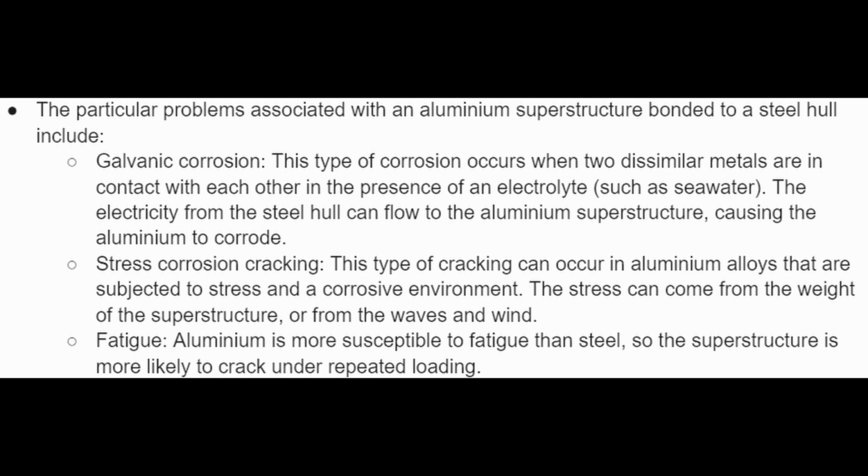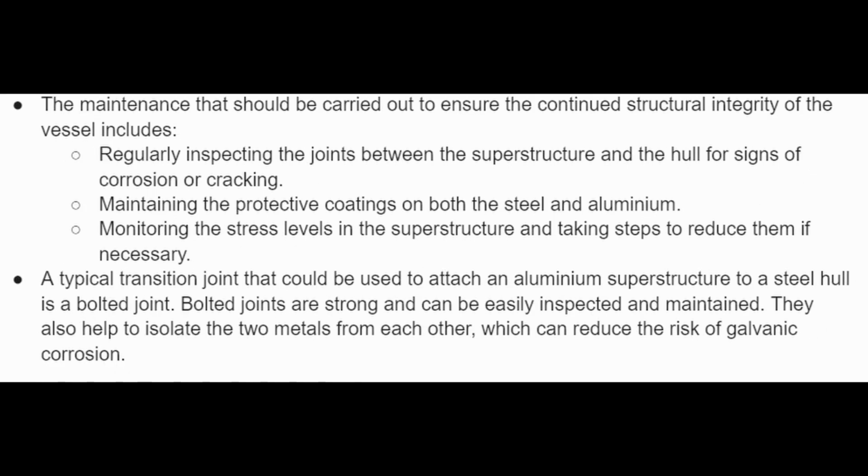corrode. Stress corrosion cracking. This type of cracking can occur in aluminium alloys that are subjected to stress and a corrosive environment. The stress can come from the weight of the superstructure or from the waves and wind. Fatigue. Aluminium is more susceptible to fatigue than steel, so the superstructure is more likely to crack under repeated loading.